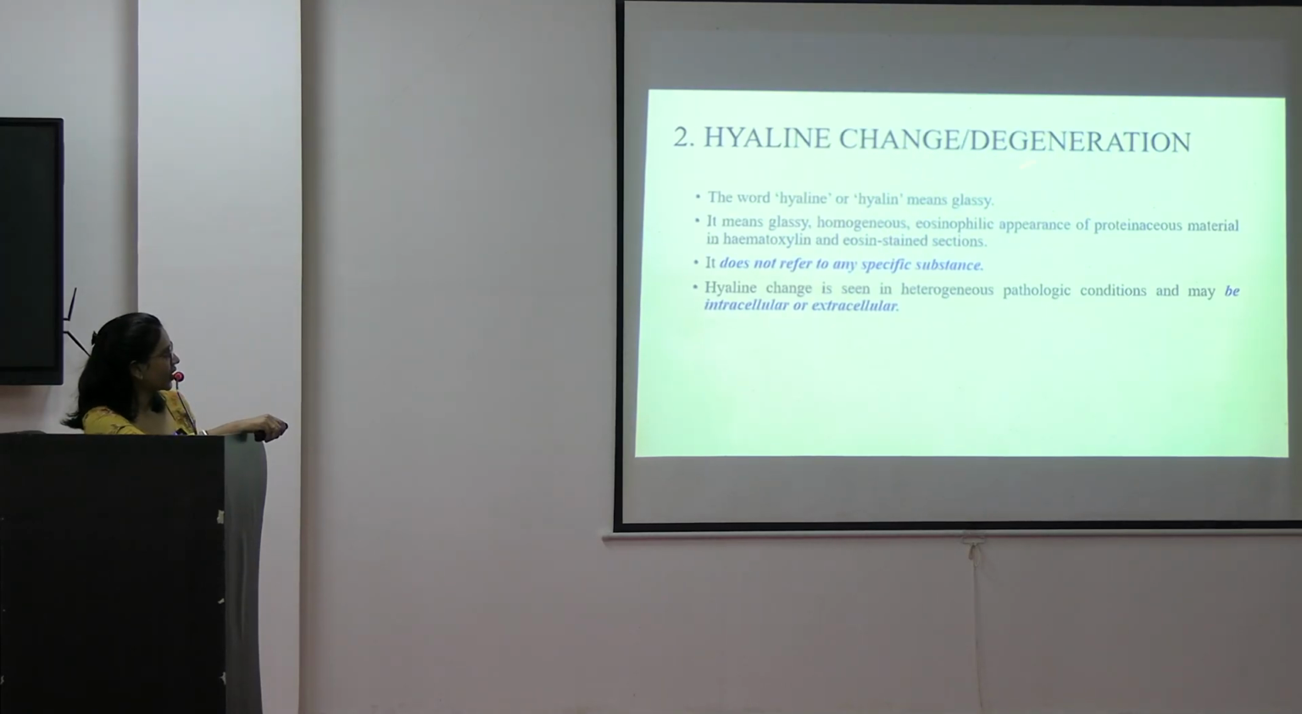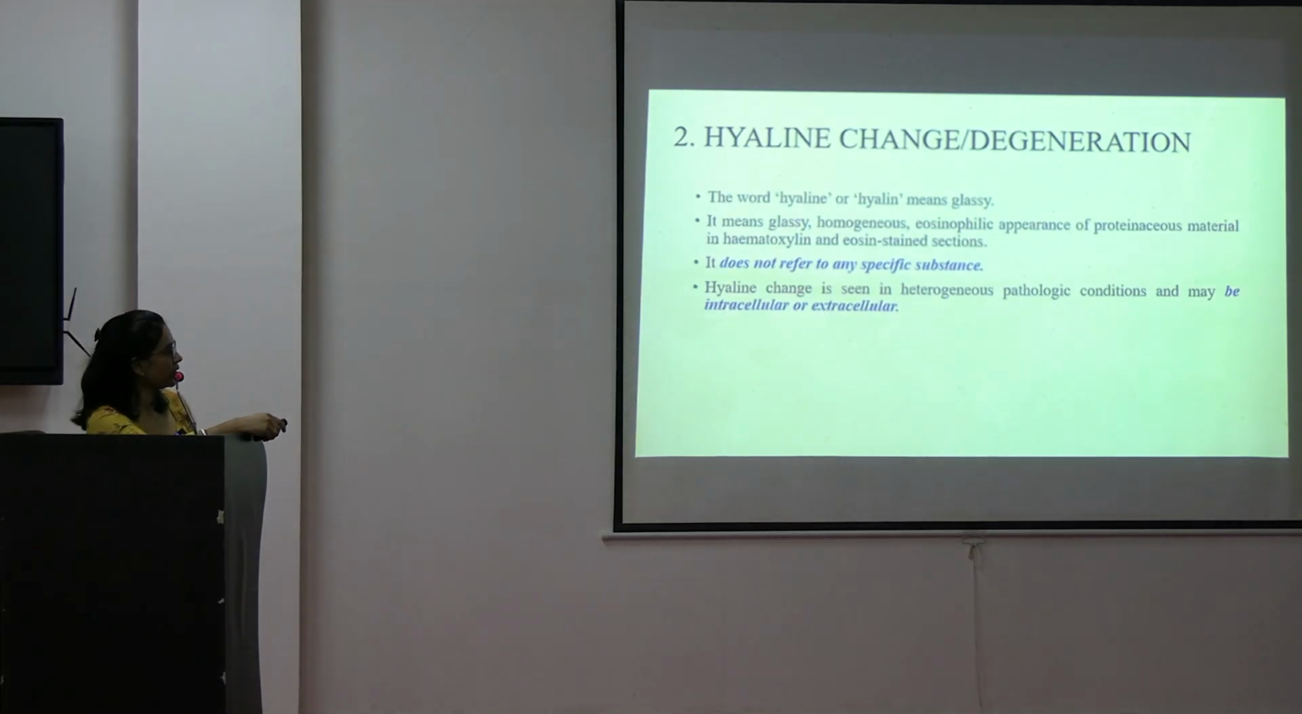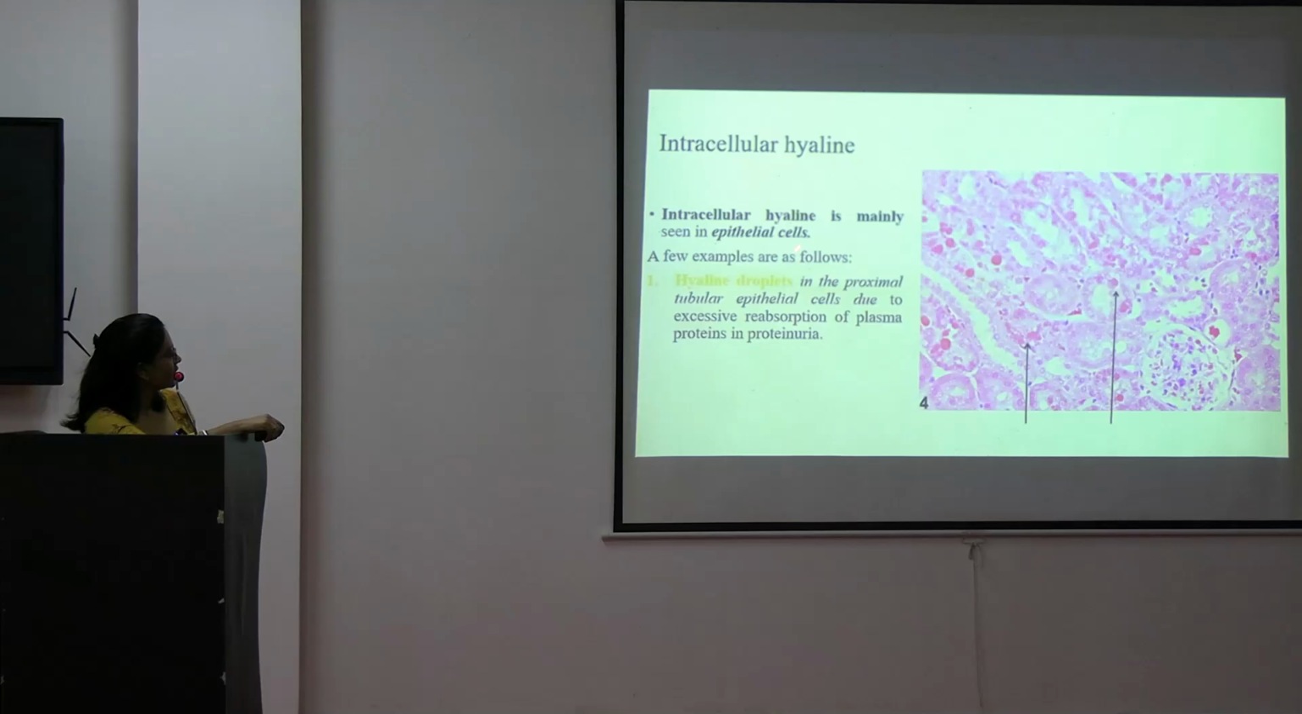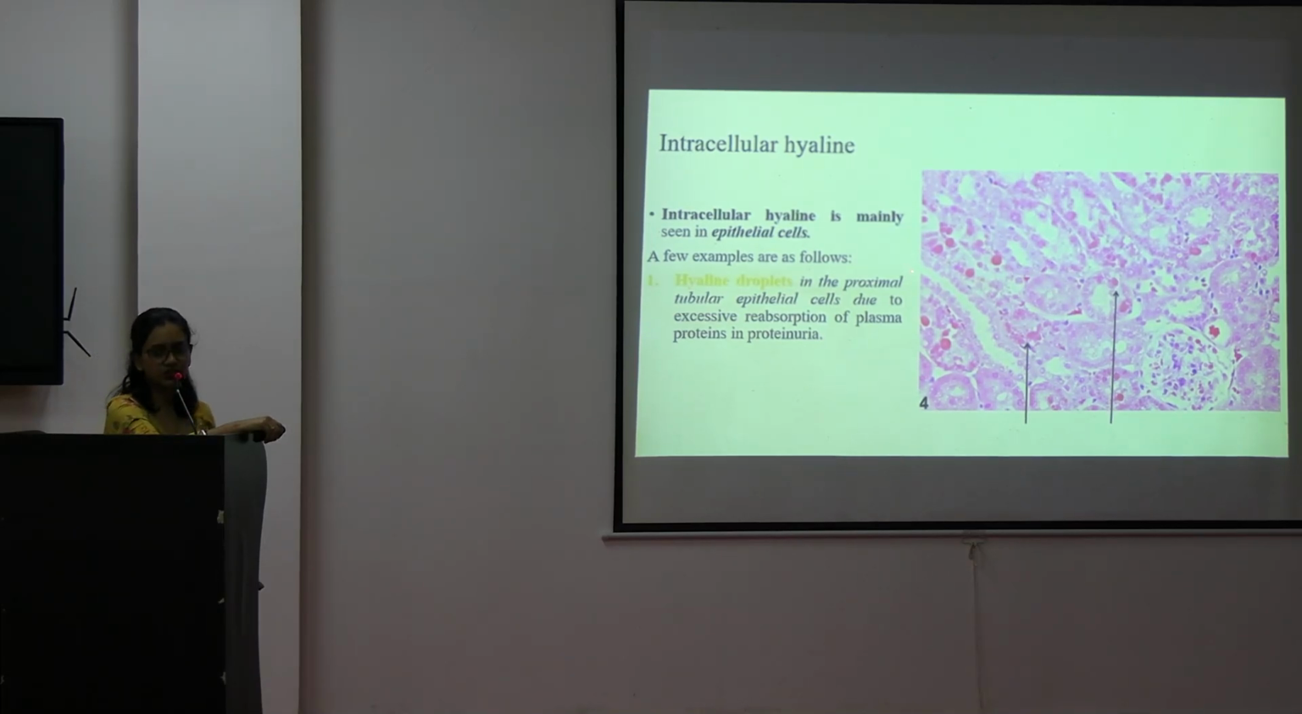Next is the hyaline change or hyaline degeneration. Hyaline basically means glassy and it appears as a homogeneous eosinophilic appearance of proteinaceous material, and we can appreciate it in the H&E stain itself, and it does not refer to any specific substance. It can be intracellular or extracellular. Intracellular hyaline is majorly seen in epithelial cells. So this is an example of hyaline droplets. Now can you tell me which organ this is? We've seen this just two slides before. This is a glomeruli. These are renal tubules.